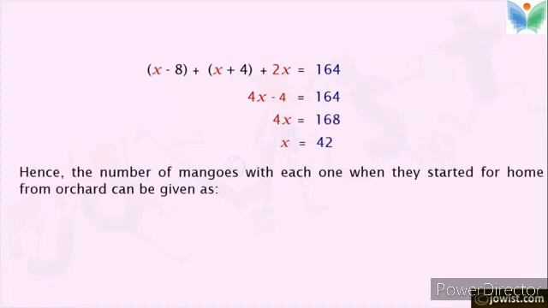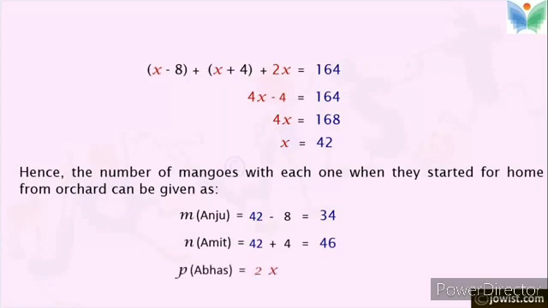Hence, the number of mangoes when they started from the orchard is as follows. Anju had 42 minus 8, that is 34 mangoes. Amit had 42 plus 4, that is 46 mangoes. And Abhas had 2 multiplied by 42, that is 84 mangoes.